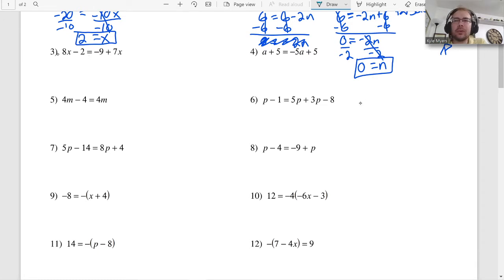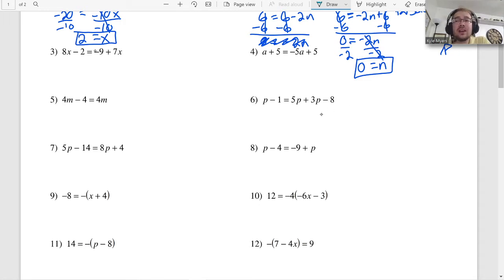I got a couple things going on here. We've actually got x's on both sides and numbers on both sides, so there's nothing to simplify, technically speaking, because there's no like terms on each side. 8x minus 2, I can't combine that. Negative 9 plus 7x, I can't combine that either. So there's no simplifying.